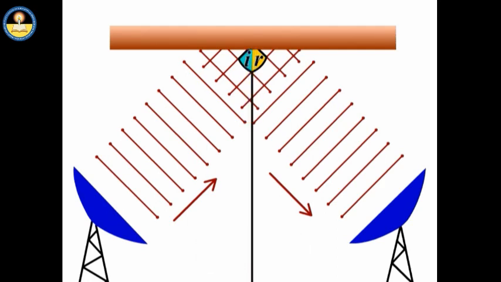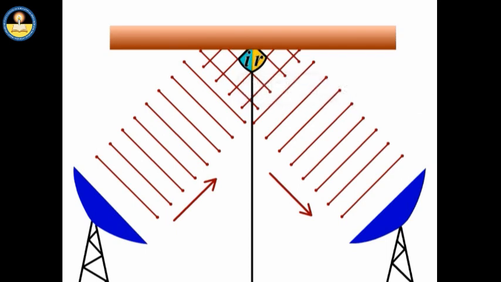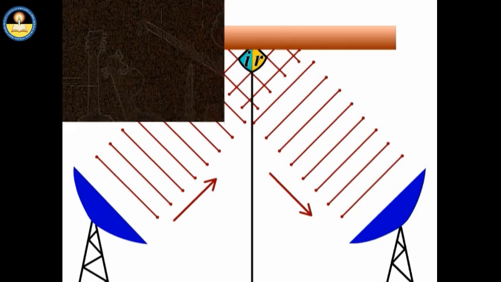Similar to a light wave, the angle which the incident sound wave makes with the normal is called the angle of incidence, and the angle which the reflected sound wave makes with the normal is called the angle of reflection. Sound waves also follow the same laws as in the case of light.